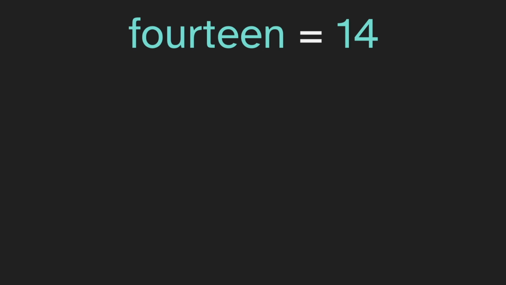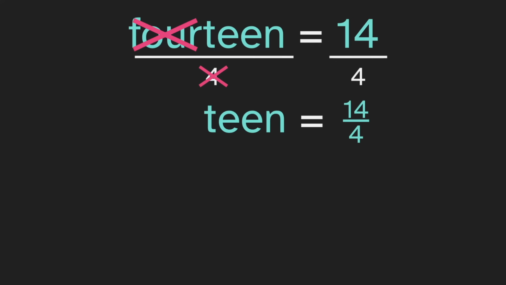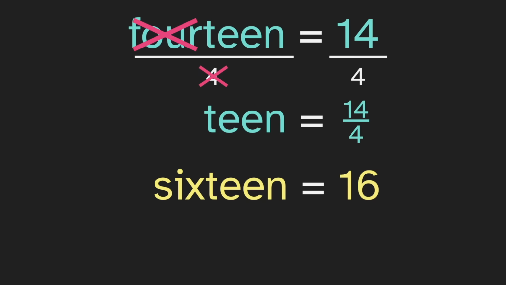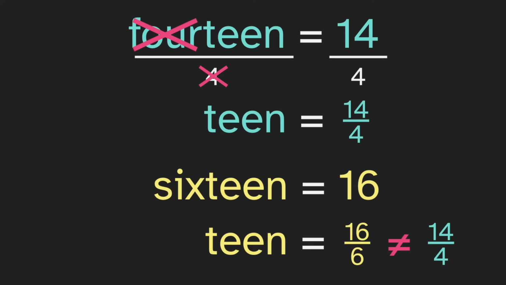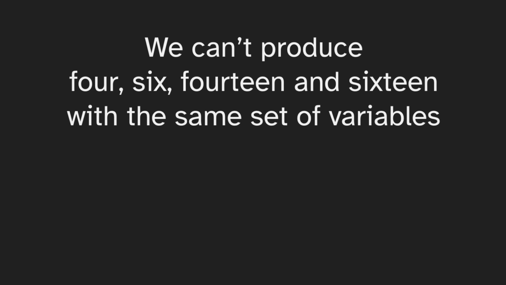Suppose we also want this to work for 14. If we divide both sides by 4, then we can just cancel out the FOUR, and we're left with teen being equal to 14 over 4. But if we apply the same logic to 16, then teen must equal 16 over 6, which does not equal 14 over 4. So we've arrived at a contradiction. And this means that we can't produce 4, 6, 14, and 16 with the same set of variables. We can get 3 of these words, but not all 4.